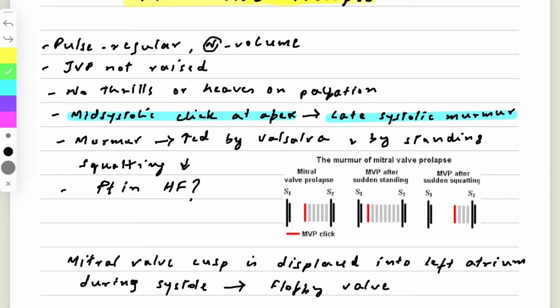And this one can be differentiated from mitral regurgitation, which is a pansystolic murmur. But in mitral regurgitation, the first heart sound will be very soft, and you will not be able to appreciate it, and the murmur will be throughout systole. There will not be any click in mitral regurgitation.